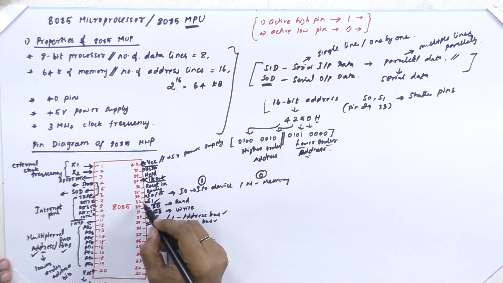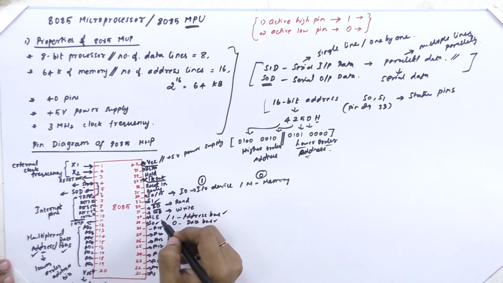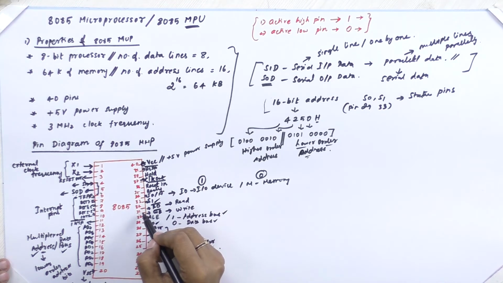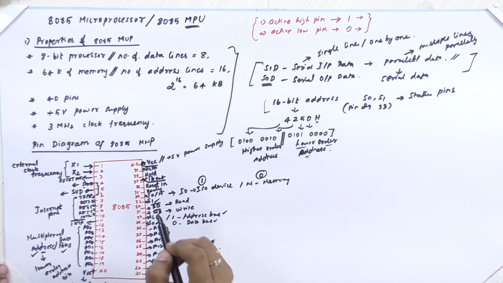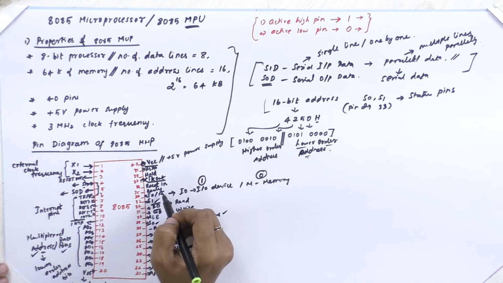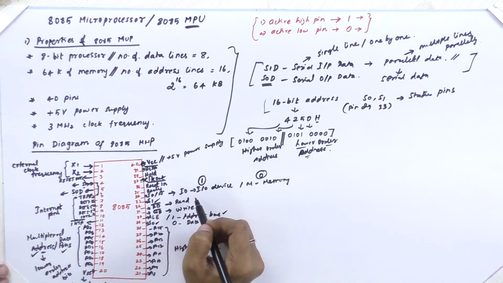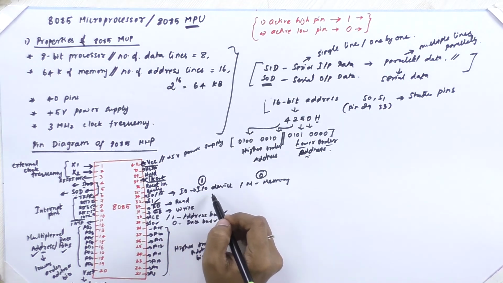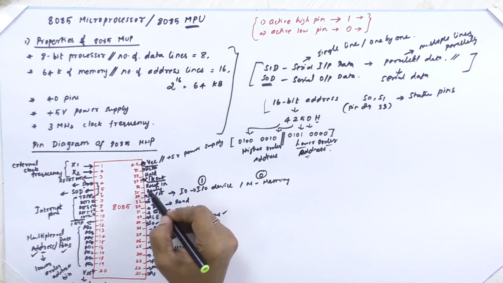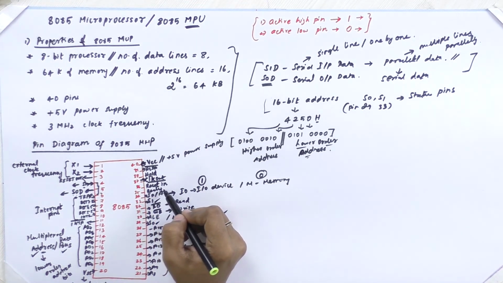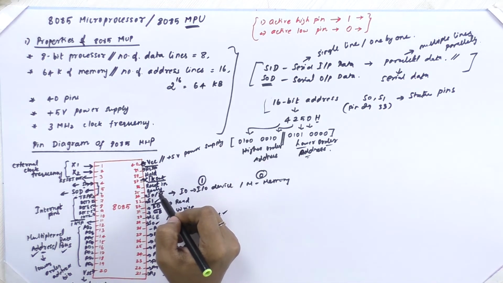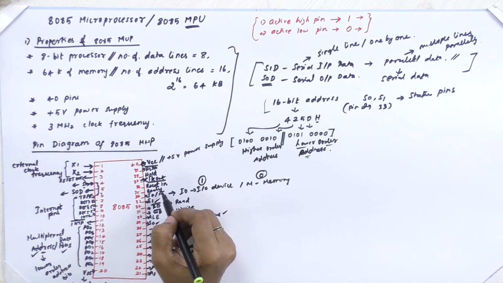Then S0 and S1, pins 29 and 33, are the status pins, and 31 and 32 are read and write pins, and the 34th pin is IO or M. It refers to whether the processor is performing a read or write operation over the IO device or memory device. And the 35th pin is the ready pin. It is used to synchronize the slower peripherals with the microprocessor. It makes the processor enter into a wait state.